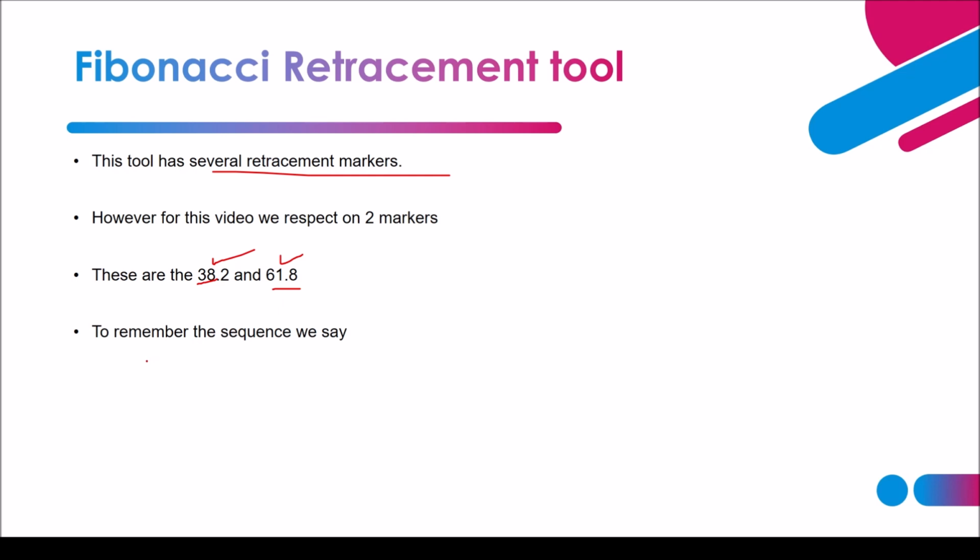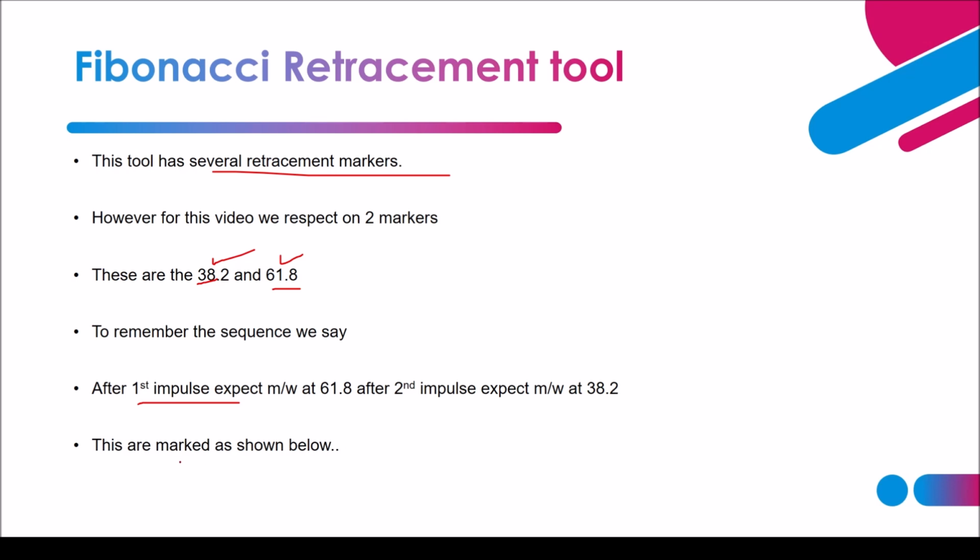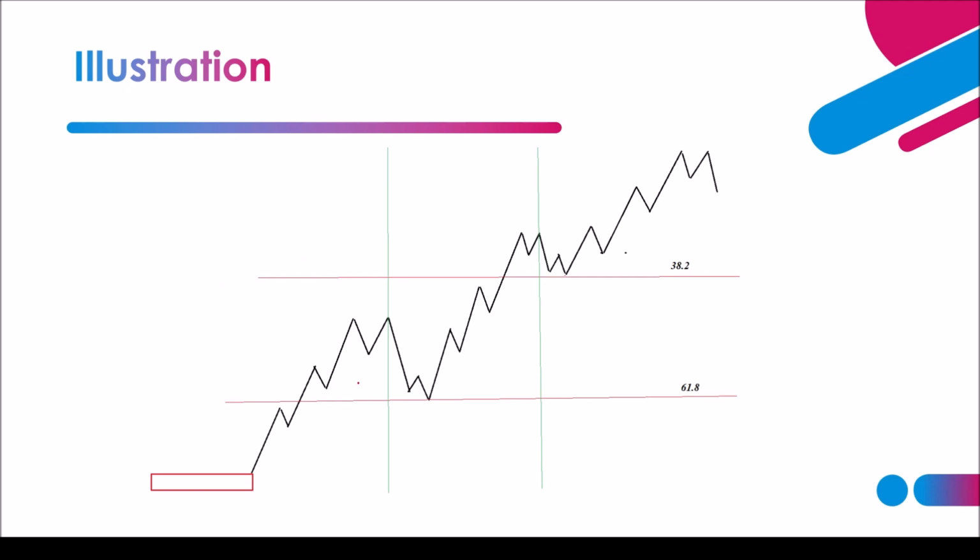So to remember the sequence of how to use the Fibonacci retracement level 2 before we have deeper explanations, we say after the first impulse, we expect an MOW at 61.8, and after the second impulse, we expect an MOW at 38.2. These are marked as shown in this example. So this is the first impulse, the second impulse, and then the third impulse.